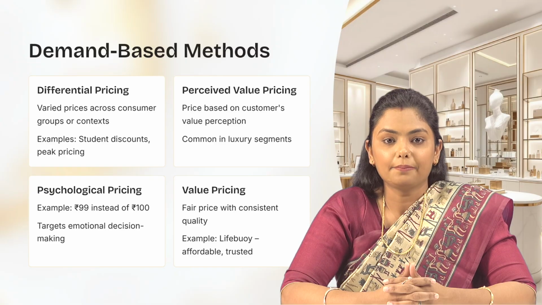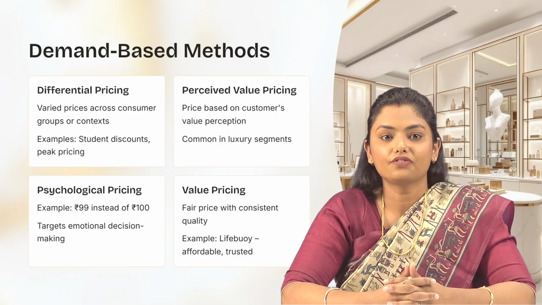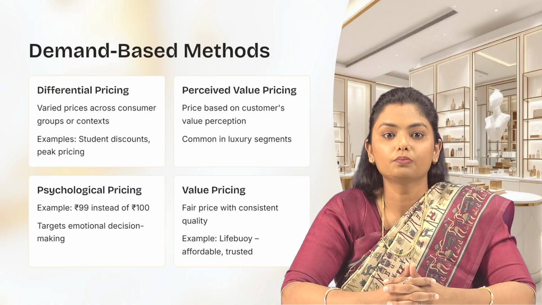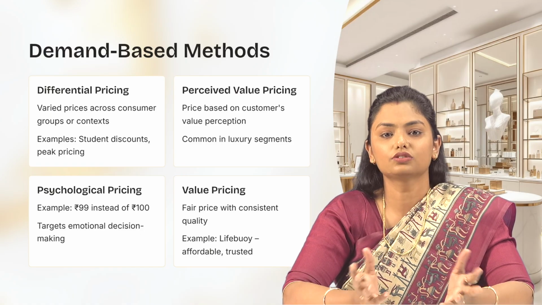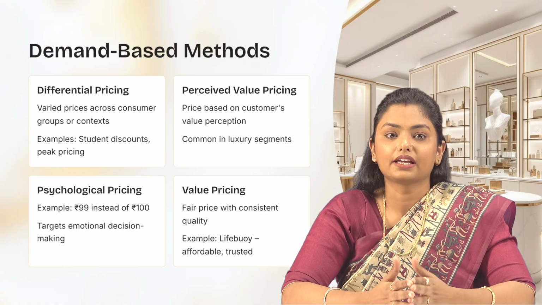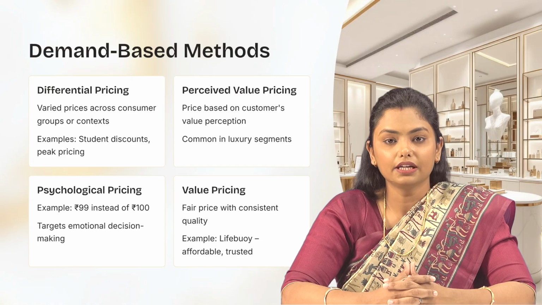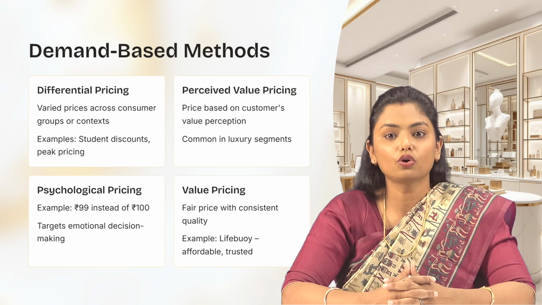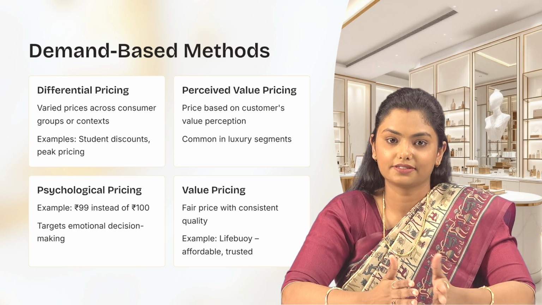Under demand-based method, the first method is differential pricing. This involves selling the same product at different prices to different segments. Think of student discount or peak versus off-peak pricing for travelers. For an example, IRCTC charges different fares for train tickets based on booking time, that is Tatkal versus normal, and classes like AC sleeper. Similarly, PVR cinemas charges more on weekends than weekdays.